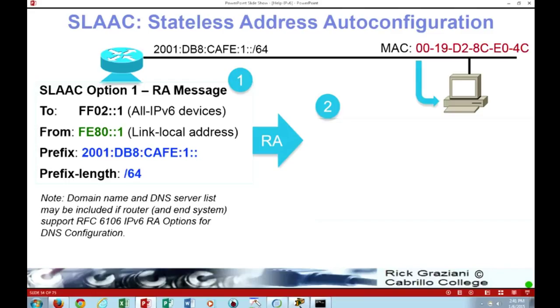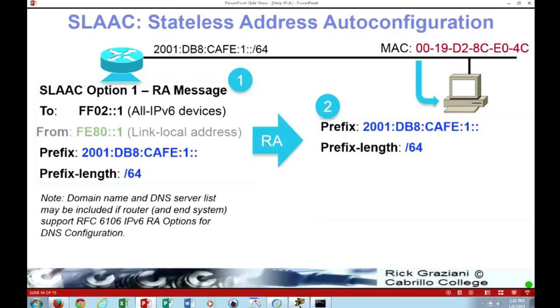The host gets it and says, okay, let's see what I can do with this. Ooh, prefix. I know what network I'm on. Ooh, prefix length. Okay, that means 1, 2, 3, 4. There's my network portion. So I have 64 bits left for the interface ID, right? It's got to figure out the default gateway. Guess what the default gateway address is going to be? Hey, it came from your link local address, router? You're my default gateway.